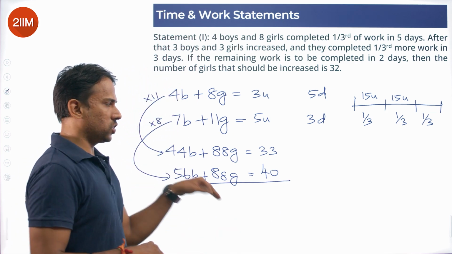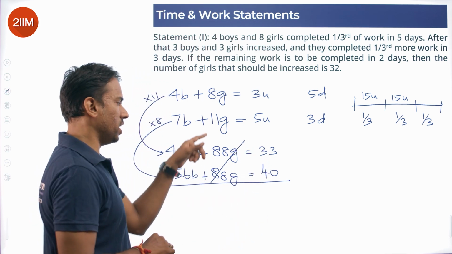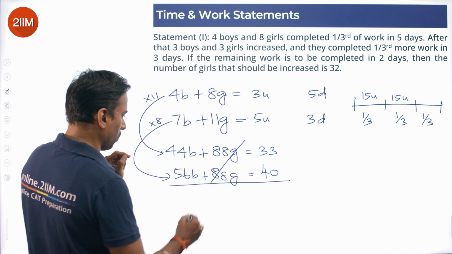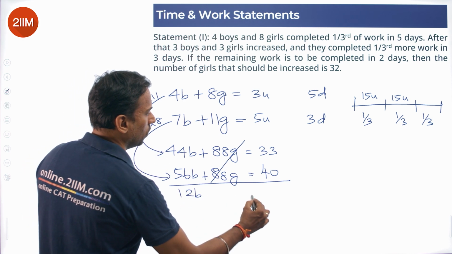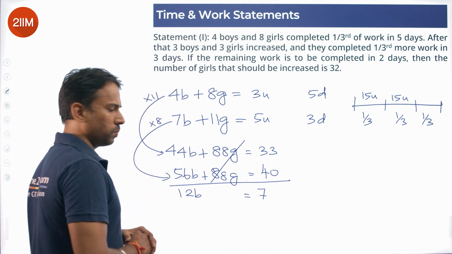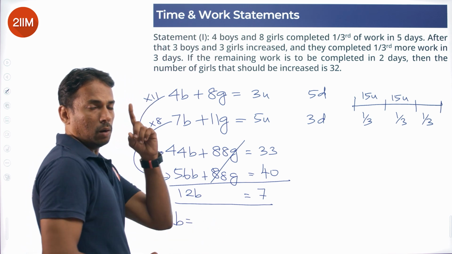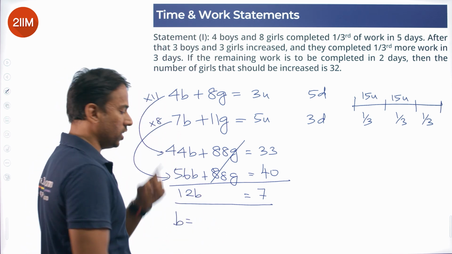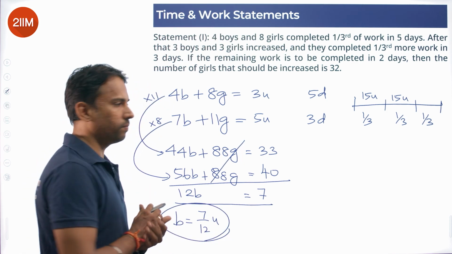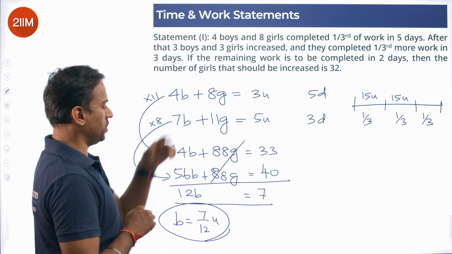Now we'll do subtraction. If I do that, we'll get this one eliminated, 88g cancels. So we'll do the reverse subtraction here. 56 minus 44 will be 12. 12b is equal to 40 minus 33, which is 7. It means we come to know the efficiency of 1 boy. The amount of work done by 1 boy in 1 day is going to be 7 by 12 units.